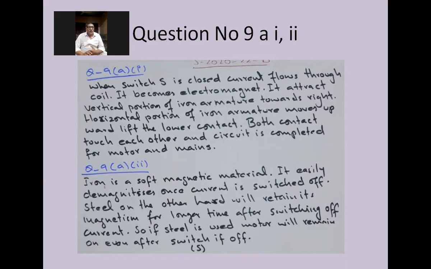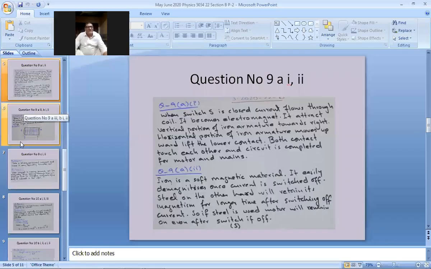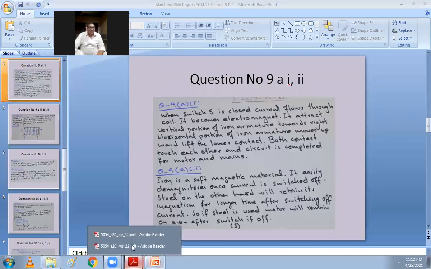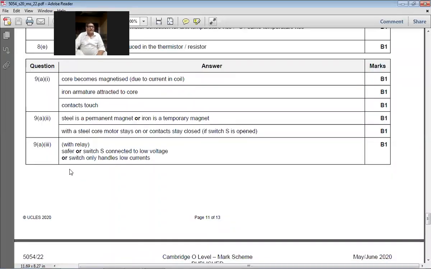So hopefully you have understood what I have written. Let's check the marking scheme, what the marking scheme has to say. Here we go. The marking scheme says steel is a permanent magnet or iron is a temporary magnet. With the steel core, motor stays on or contact stays closed if switch S is open.